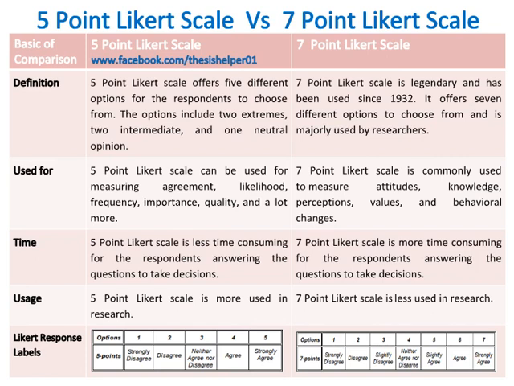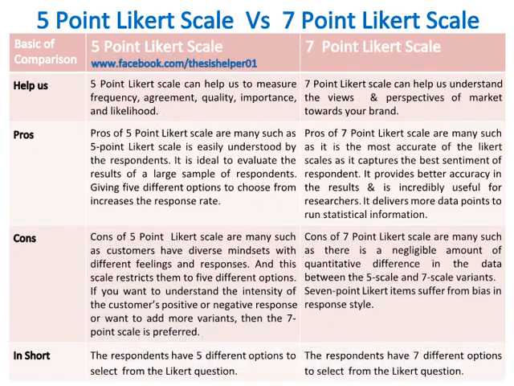Likert response labels of 5-point Likert scale and 7-point Likert scale are given along digits 1 to 5 and 1 to 7, respectively. 5-point Likert scale can help us to measure frequency, agreement, quality, importance, and likelihood. Whereas 7-point Likert scale can help us understand the views and perspectives of market towards your brand.